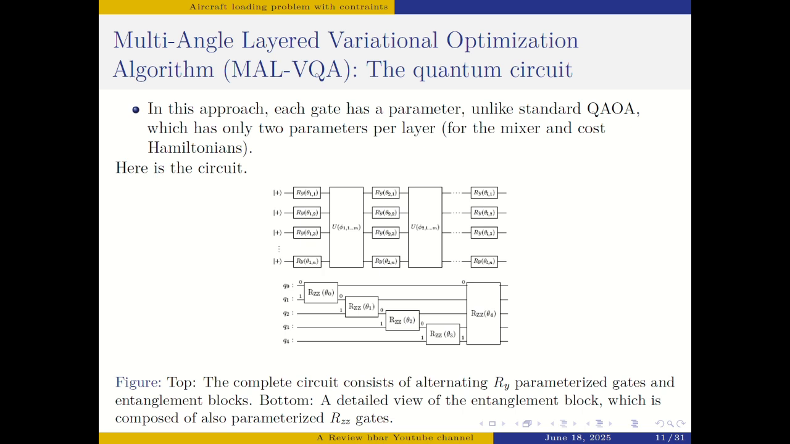What distinguishes this ansatz from the traditional QAOA ansatz is that each rotation gate has its own parameter. In contrast, conventional QAOA typically uses only two parameters per layer, one for the mixer Hamiltonian and one for the cost Hamiltonian. The author justifies their choice by explaining that assigning a separate parameter to each gate allows them to reduce the circuit depth while maintaining the expressiveness of the ansatz.